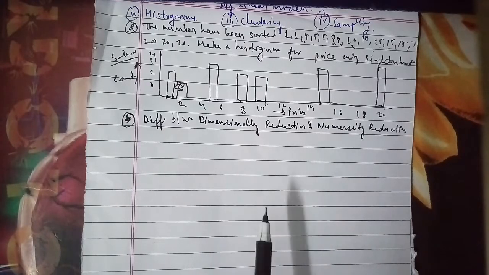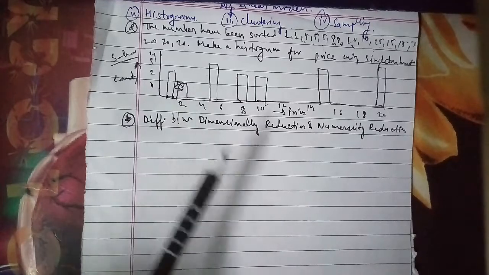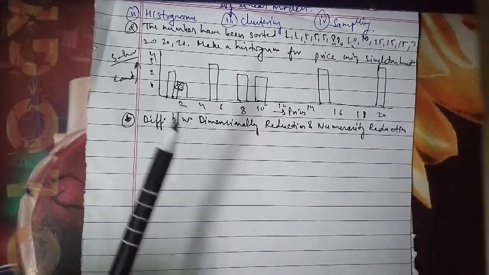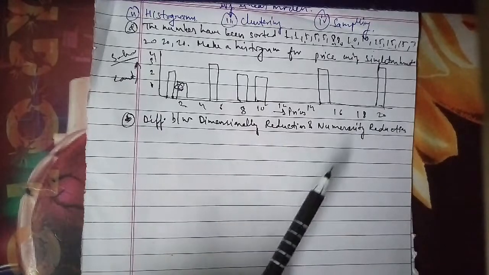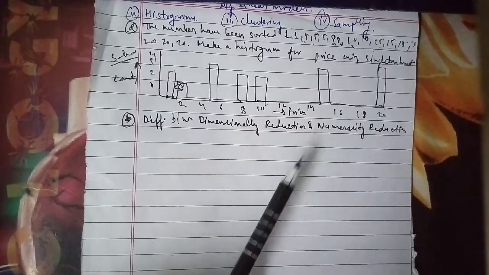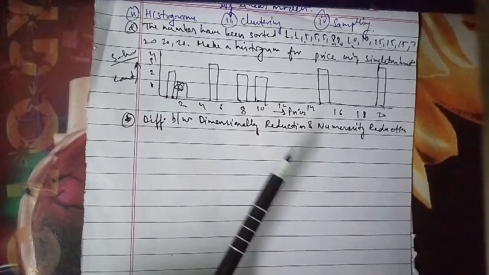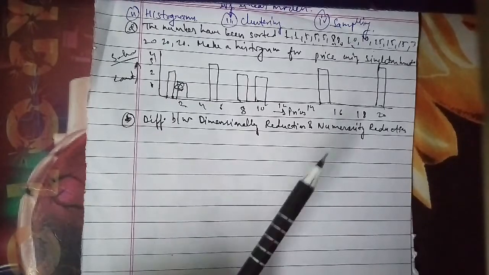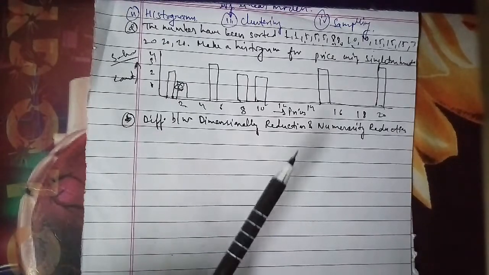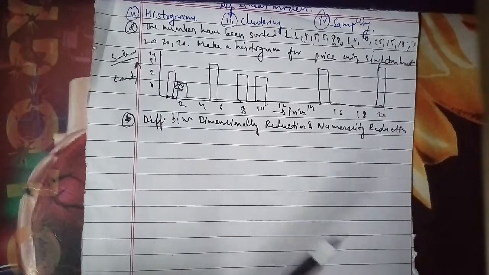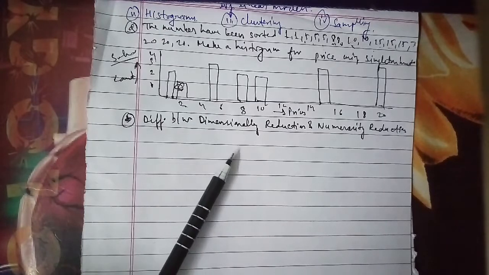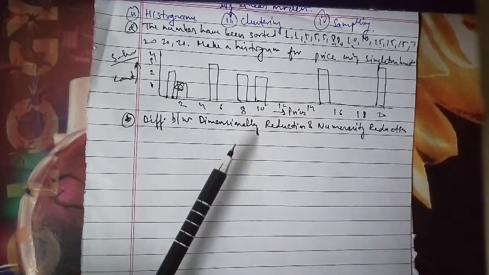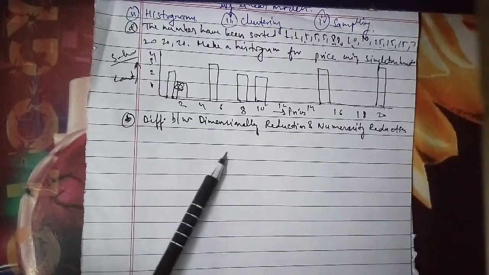The third difference is that dimensionality reduction can be used for removing irrelevant and redundant attributes, while numerosity reduction is merely a representation technique of the original data in a smaller form. In dimensionality reduction, some data can be lost, which is irrelevant, and in numerosity reduction there is no loss of data, but the whole data is represented in a smaller form. So these were the four differences between dimensionality reduction and numerosity reduction.